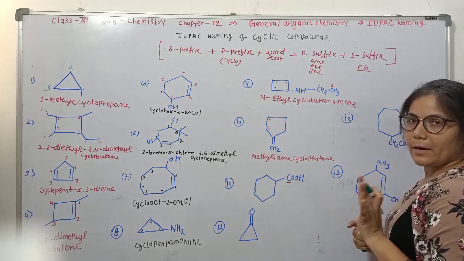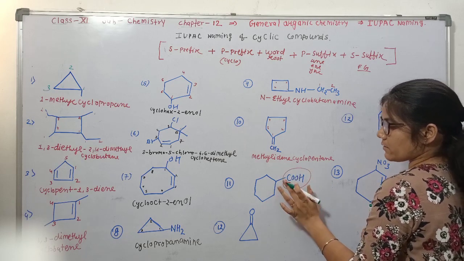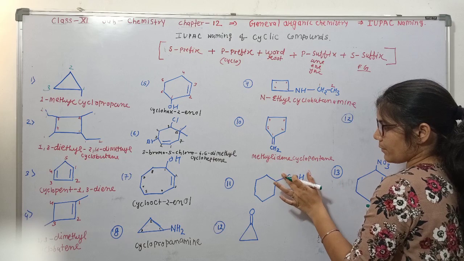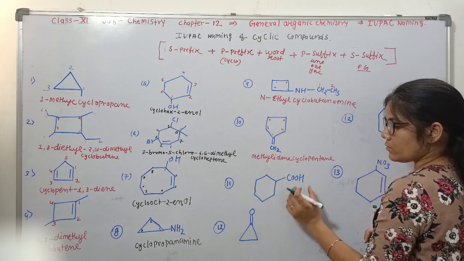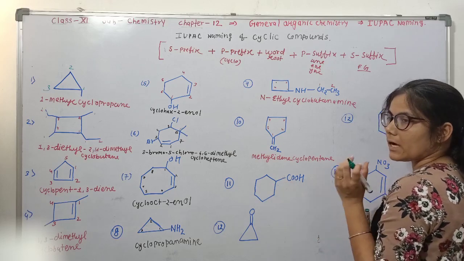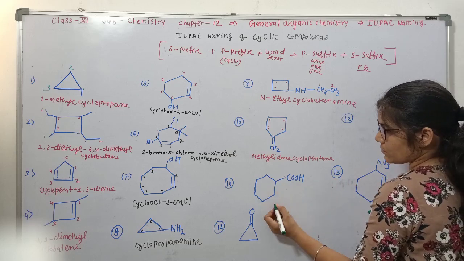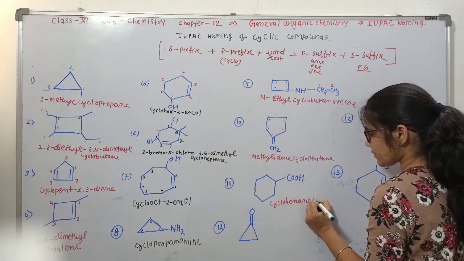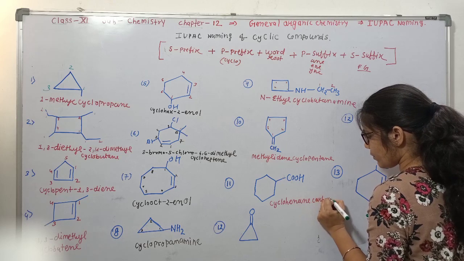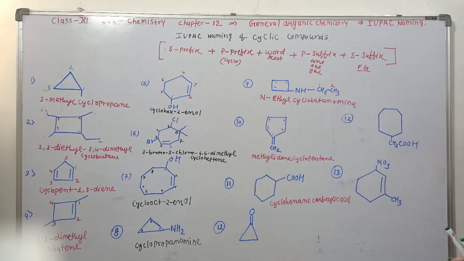Next, okay, this carbon is not a part of the ring compound. So whether you consider this the main chain or this ring, because this carbon is not part of the main hydrocarbon, the suffix here we will use is carboxylic acid. So it is cyclohexane carboxylic acid. Okay, this one is named as cyclohexanecarboxylic acid.